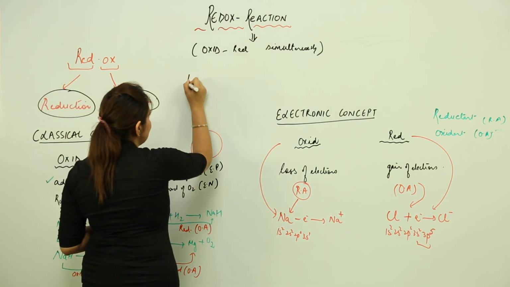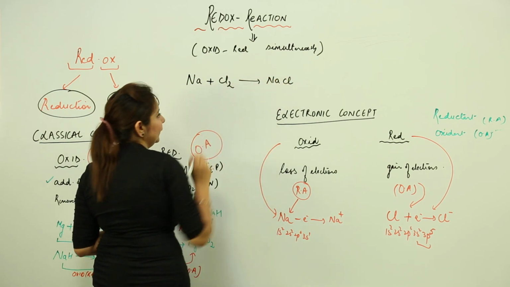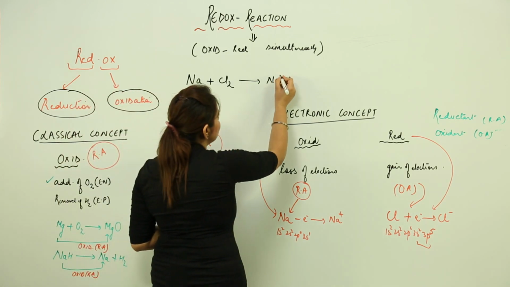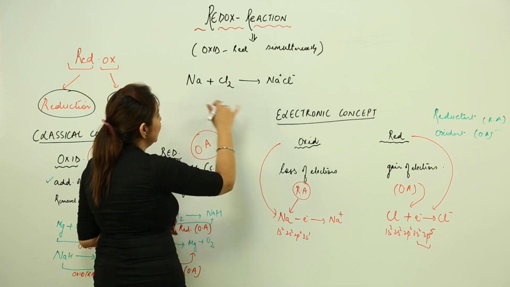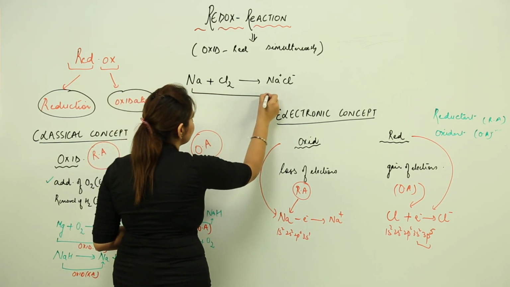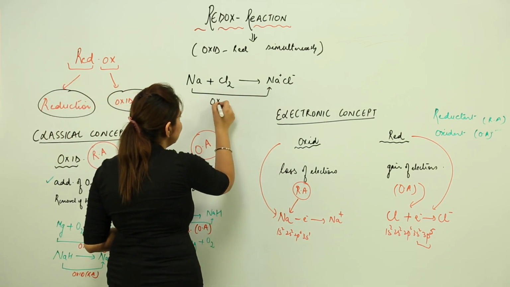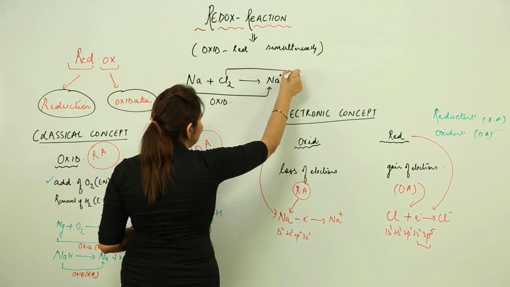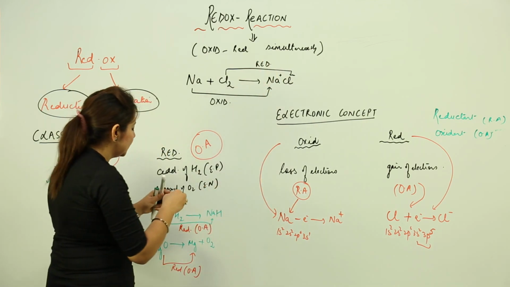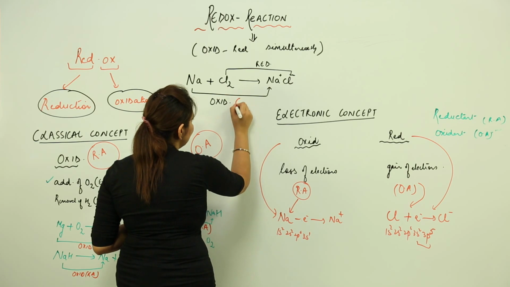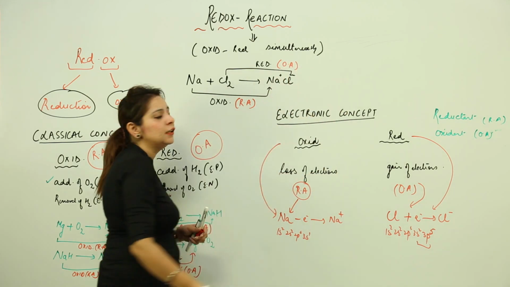So let us see an example. Suppose I have Na plus Cl2 where I am forming NaCl, right. As we know, in NaCl sodium has a positive charge and chlorine has a negative charge. So what has actually taken place is that sodium has lost an electron, that is why it has acquired a positive charge. So we say that this is oxidation. And chlorine has gained the electrons, so we say this is a reduction. And talking about the reductant and the oxidizing agent, the substance which is undergoing oxidation is obviously a reducing agent and the substance which is undergoing reduction is obviously an oxidizing agent.